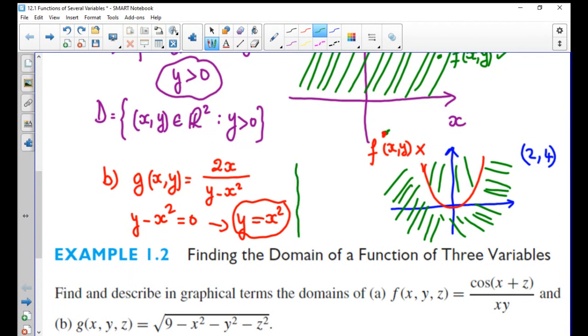So you could say the domain is basically all (x, y) in the plane such that y is different from x squared. y should not be equal to x squared.